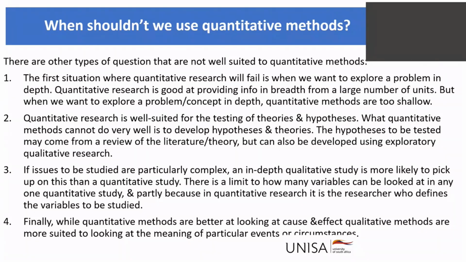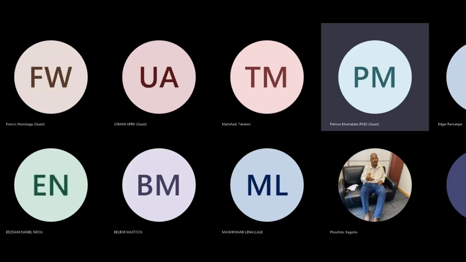There's a limit to how many variables can be looked at in any one quantitative study, partly because in quantitative research, it is the researcher who defines the variable to be studied. Finally, while quantitative methods are better at looking at cause and effect, qualitative methods are more suited to looking at the meaning of particular events or circumstances. So if what you are looking at is the meaning of events or circumstances, it is better to use qualitative methods than quantitative methods. So, ladies and gentlemen, now you know for a fact when and how we use qualitative research.